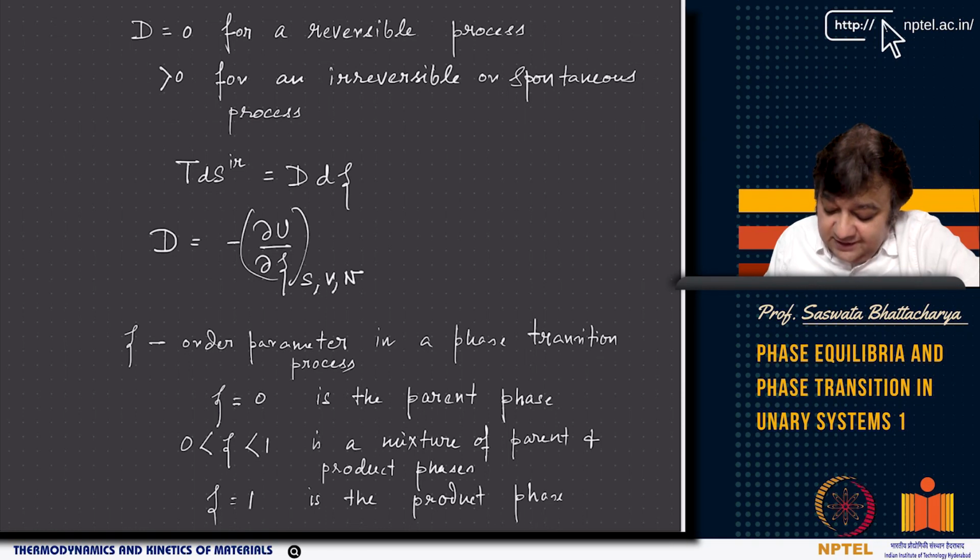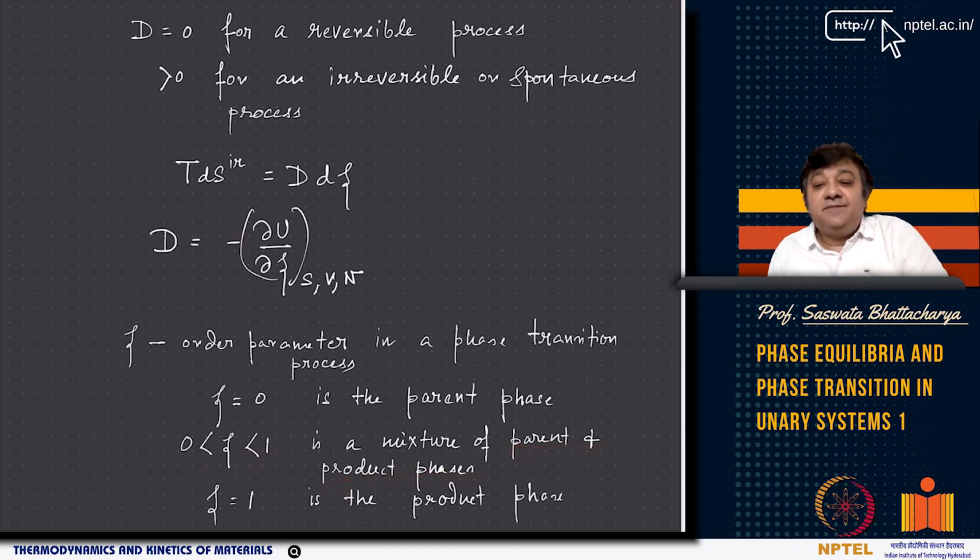So as I was telling you, zeta is like an order parameter in a phase transition process. If I say zeta equal to 0, that is the parent phase. If zeta lies between 0 and 1, it's a mixture of parent phase and product phase. For example, suppose there is a phase transition happening from a cubic phase to a tetragonal phase. Then the cubic phase is the parent phase where zeta equal to 0. A value of zeta between 0 and 1 signifies a mixture of the parent phase and product phase. And zeta equal to 1 is the product phase.